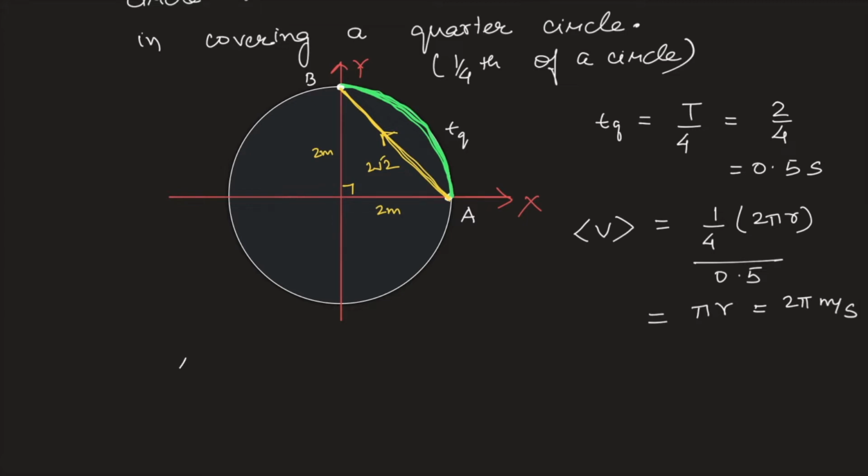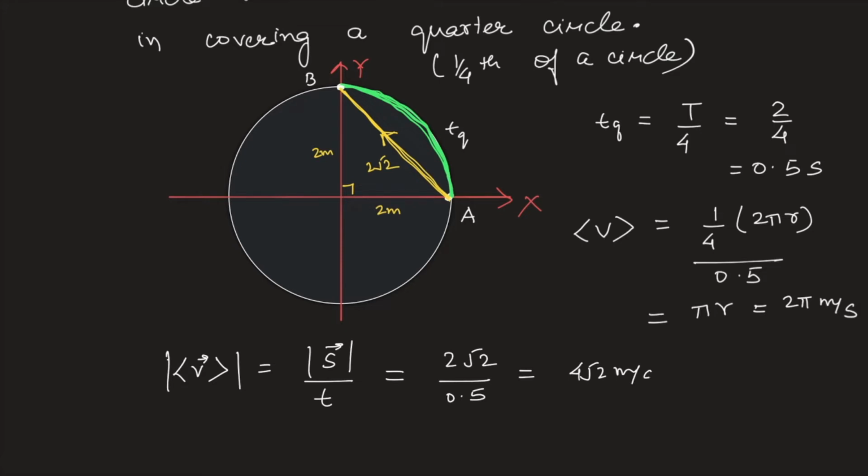So if we want to find out the average velocity or the magnitude of average velocity, we will have to find out the magnitude of displacement divided by time. And the magnitude of displacement, as you can see, is 2 root 2 and time is 0.5. So this is going to be equal to 4 root 2 meter per second.